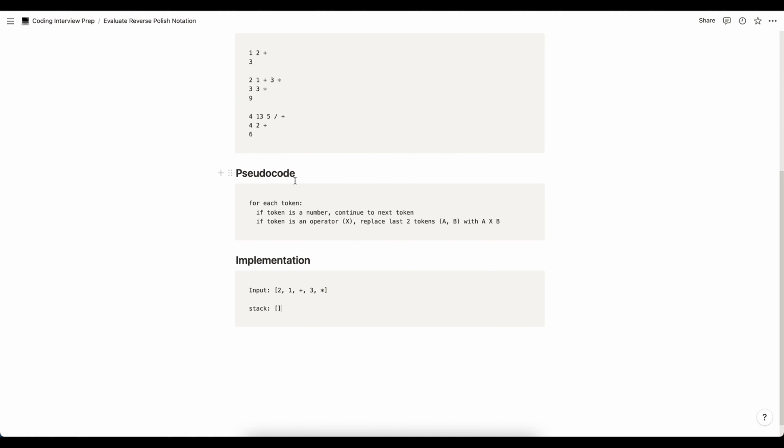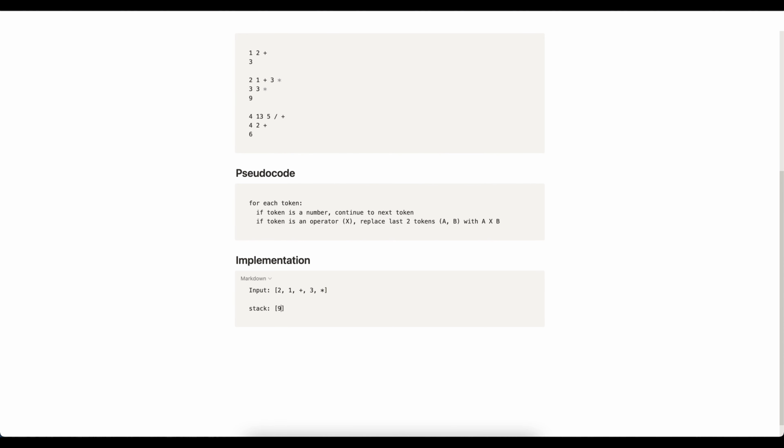So let's see this in action. First we see the 2, we push it onto the stack. Then we see the 1, we push onto the stack. Then we see the plus, since that's an operator, we pop off the last two items, we do 1 plus 2, which is 3, then we push 3 onto the stack. We see the 3, that's a number, we put it on the stack. Then we see the multiply, which is an operation, so we pop off the last two items, do 3 times 3, which is 9, then push 9 onto the stack. And then the remaining item on the stack is the answer, so we return 9.